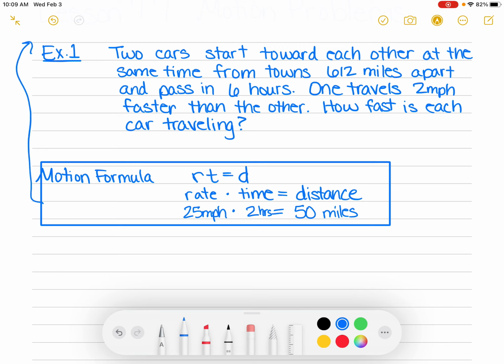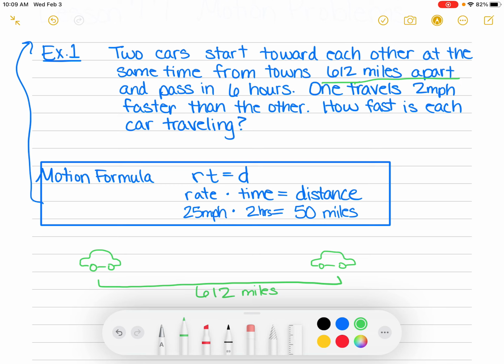Okay, so I'm going to draw a picture of these cars. Okay, I'm going to have a car here, and I'm going to have a car here. Okay, those are my nice pretty cars. And remember, in the problem it says that they're 612 miles apart. So I'm going to put that in my picture. I'm going to put that they are 612 miles apart.